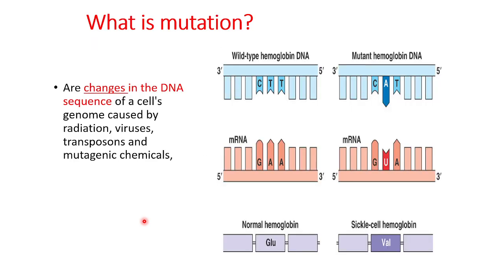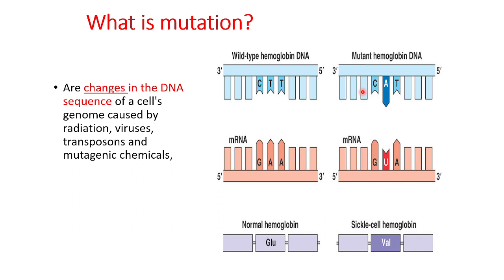So what is basically a mutation? Small changes in the genes, in the genome, that can be caused by viruses, certain mutagenic chemicals, certain radiations, transposons, that actually alter the sequence of the particular DNA. For wild type hemoglobin it's CTT, but for mutant hemoglobin you have CAT. So the mRNA that is transcribed is different from that of the wild type hemoglobin.